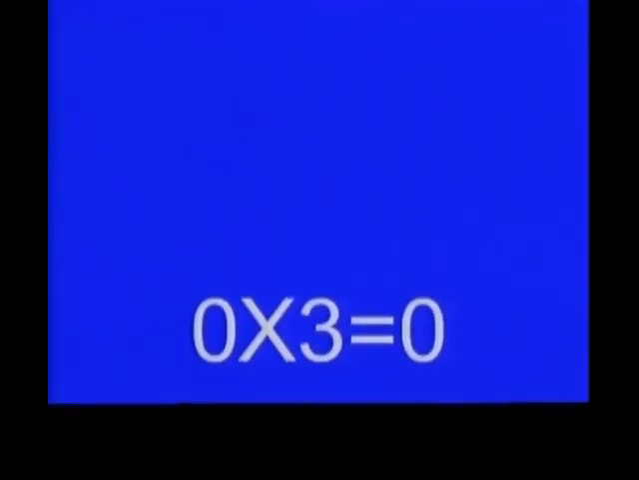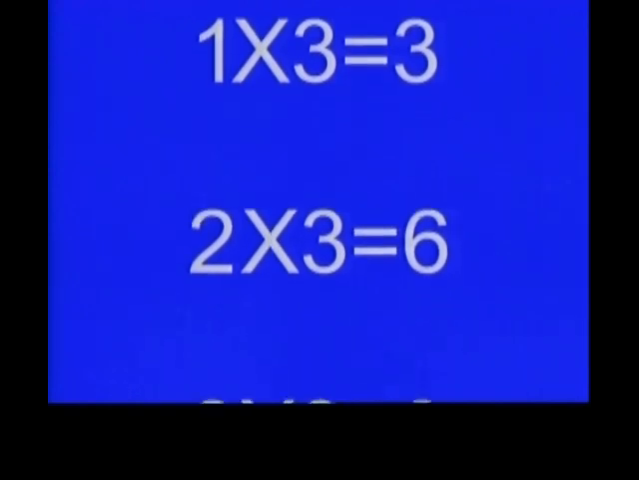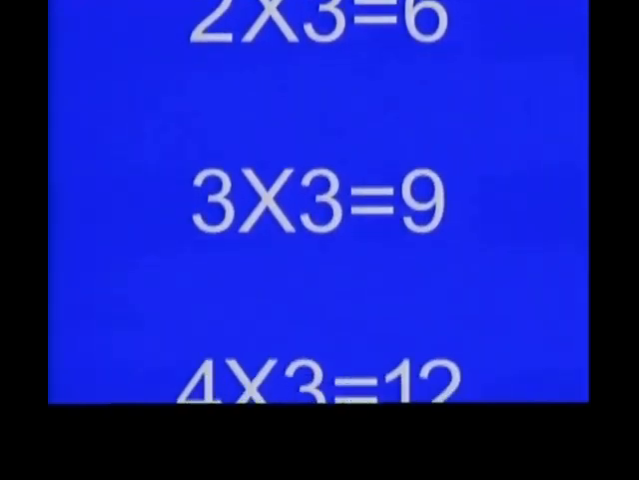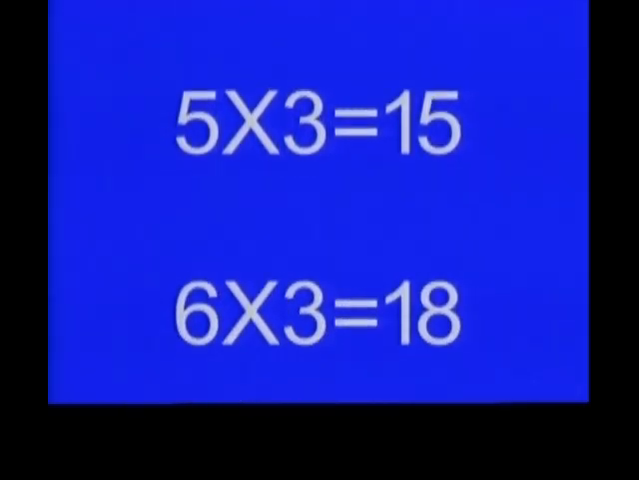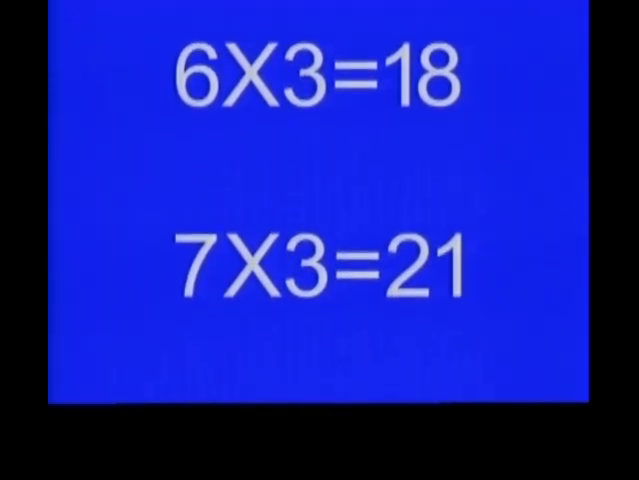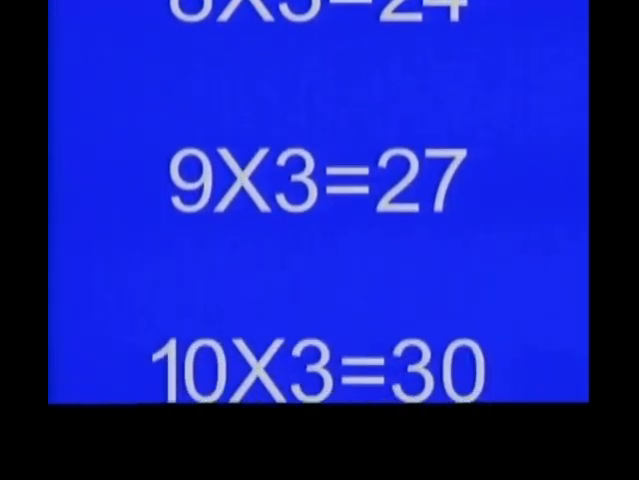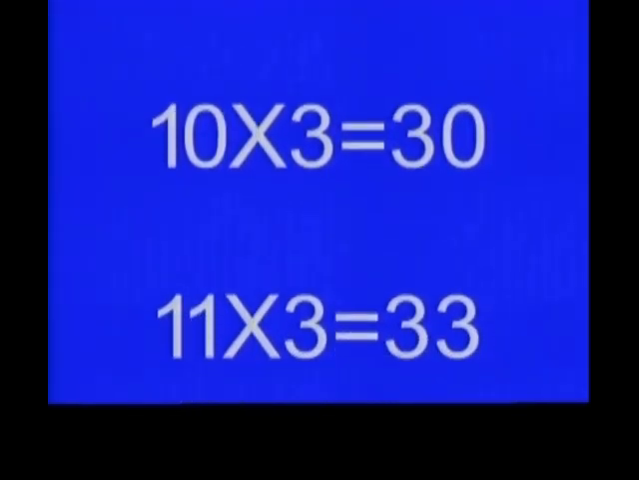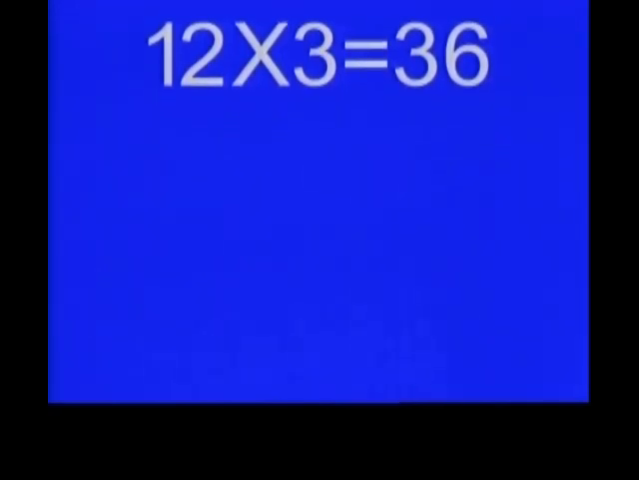0 times 3 is 0. 1 times 3 is 3. 2 times 3 is 6. 3 times 3 is 9. 4 times 3 is 12. 5 times 3 is 15. 6 times 3 is 18. 7 times 3 is 21. 8 times 3 is 24. 9 times 3 is 27. 10 times 3 is 30. 11 times 3 is 33. 12 times 3 is 36. 0, 3, 6, 9, 12, 15, 18, 21, 24, 27, 30, 33, 36.